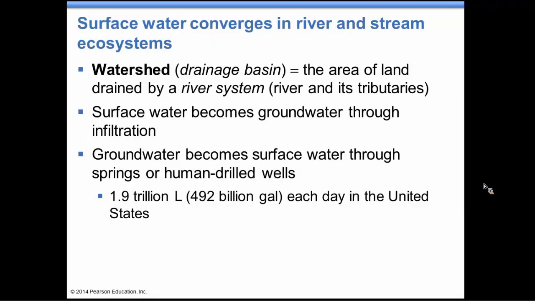And then surface water becomes groundwater through infiltration. So when a rain event happens, the water begins infiltrating and might start ponding in the soil, but eventually most of it will infiltrate and go into the local water table. Groundwater becomes surface water through springs or human-drilled wells. We had a picture of that earlier. We use about 492 billion gallons each day in the United States, which is quite a lot of water. It's not very sustainable with how we use it.